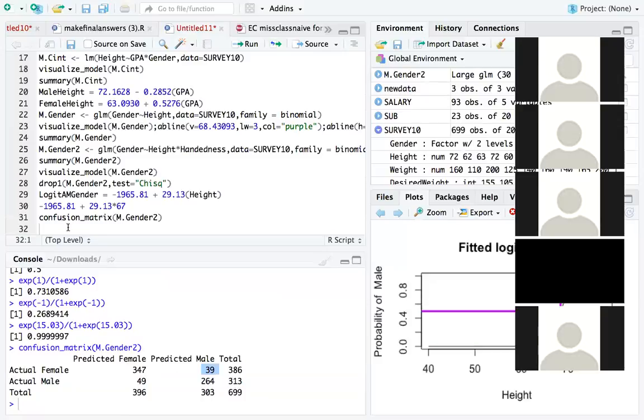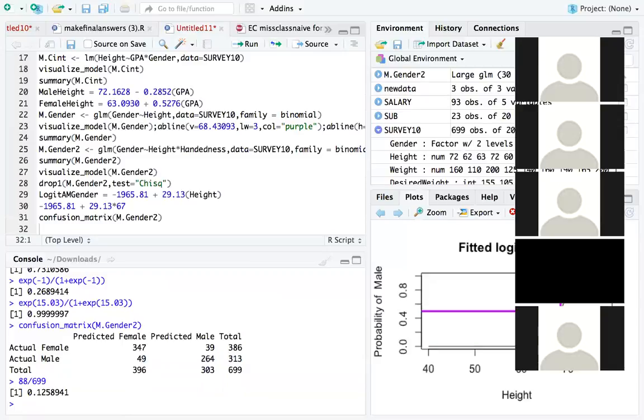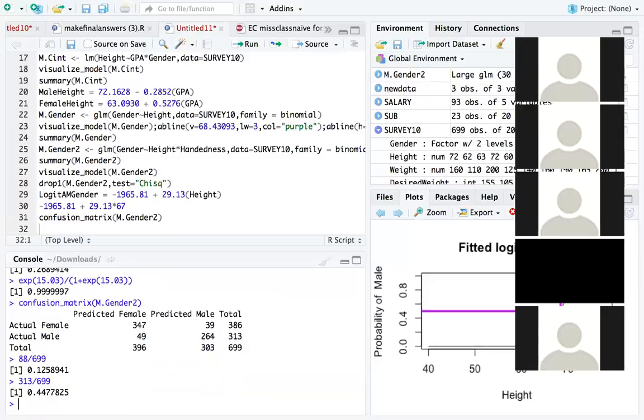So the misclassification rate of our model is that right there, compared to the naive misclassification, because the naive uses the majority level, would be this right here. So our model gets wrong 88 out of the 699, and the naive gets wrong 313 out of the 699. So our model does better.